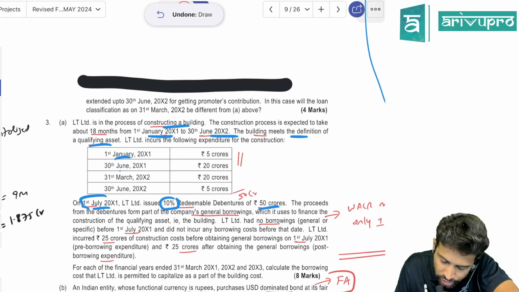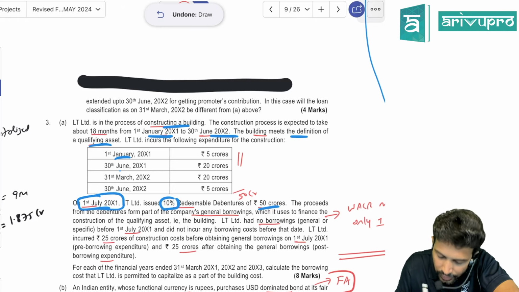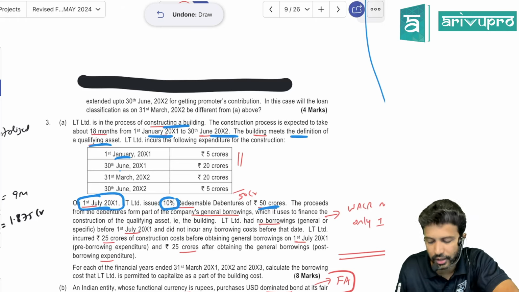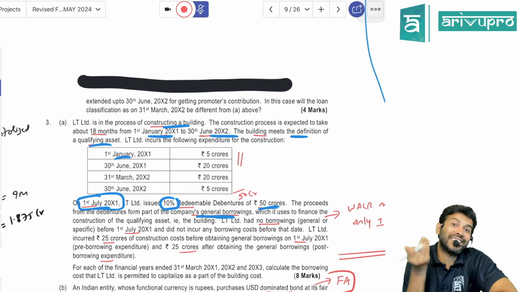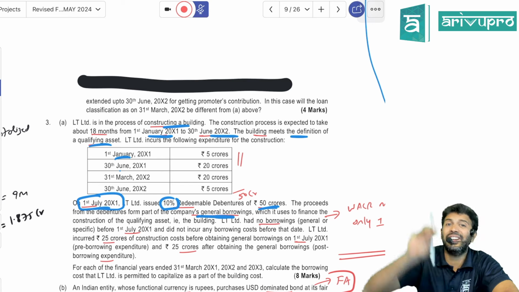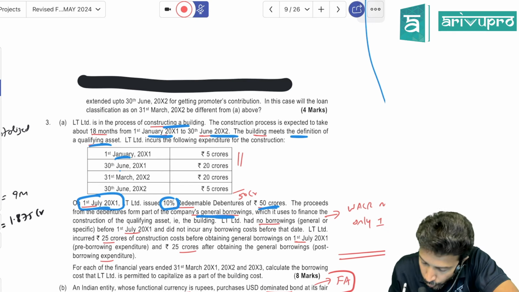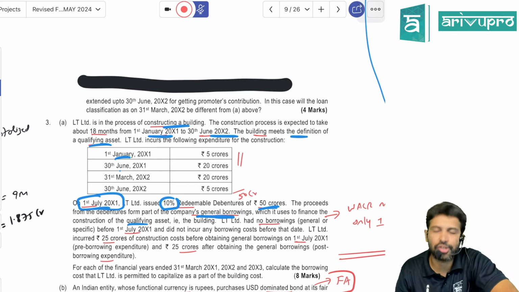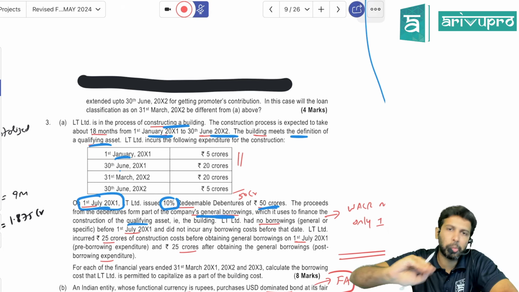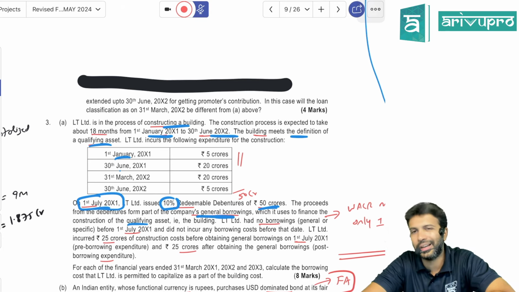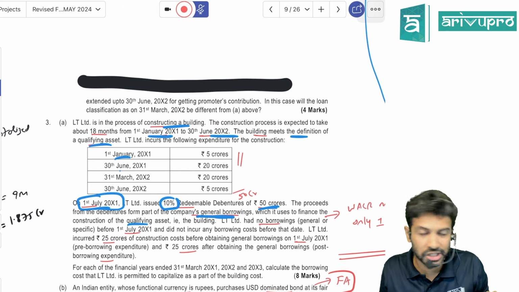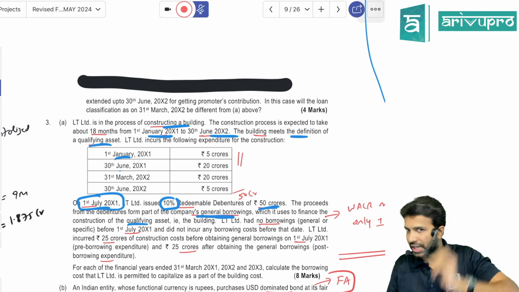But they've issued the debentures on 1st July, that is one. And these are 10% debentures for 50 crore. The proceeds from the debentures are part of company's general borrowing. Oh, they're saying this is not a specific borrowing. This debenture is a general borrowing, which it uses to finance the construction of qualifying assets. So this particular general borrowing is used for construction of a building. And we know whenever we have a general borrowing, we need to find out weighted average capitalization rate.